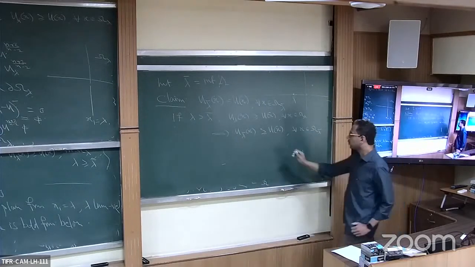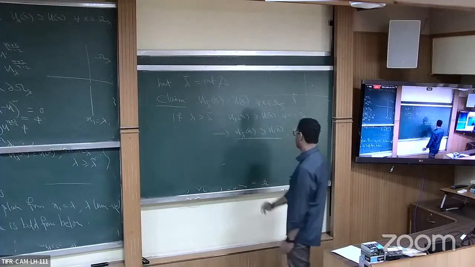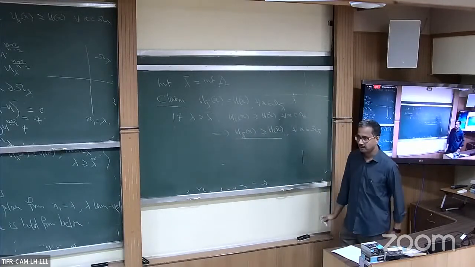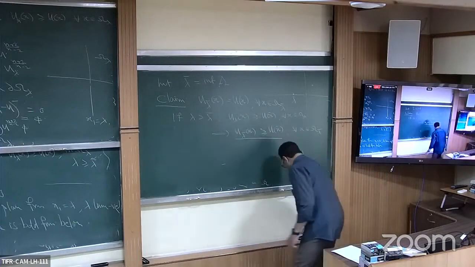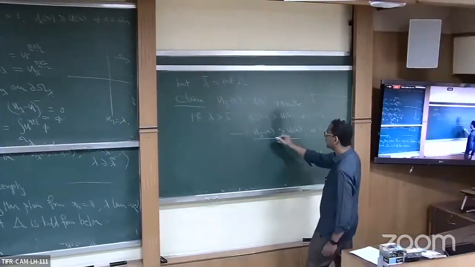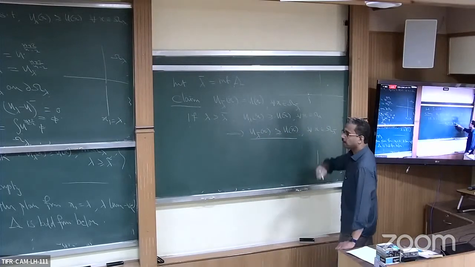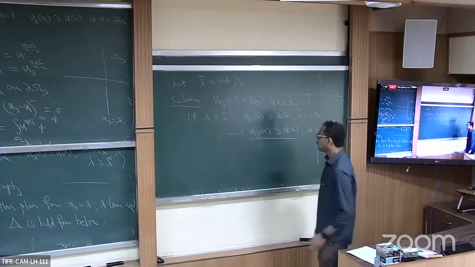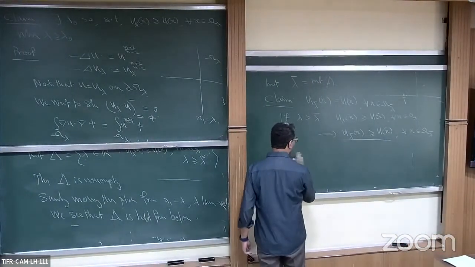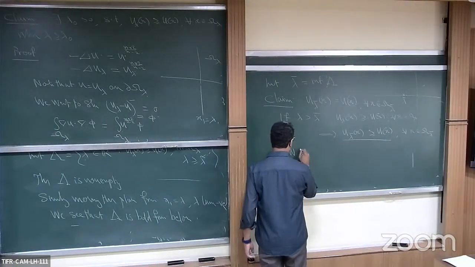Okay, so first, now the question is, can we move the plane further from here? So how do we do that? For that, again, the tool is just to look at this u lambda bar minus u. So you can look at this equation. So u lambda bar, let me call it some w of x.